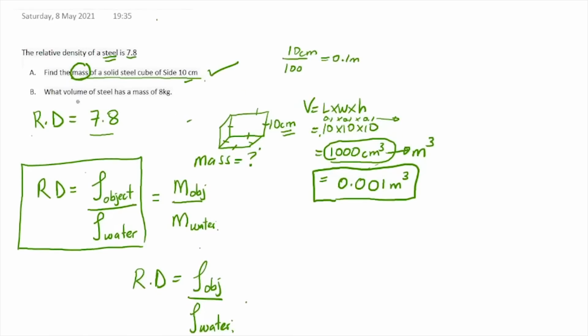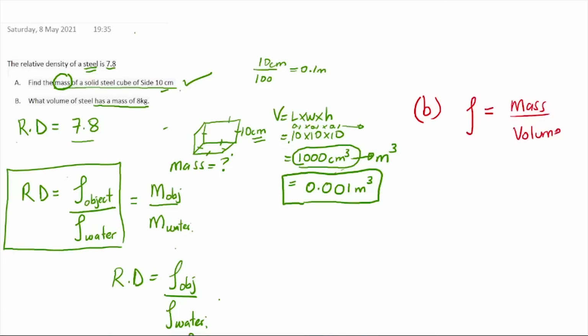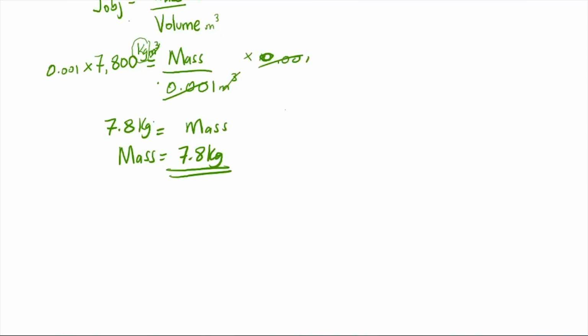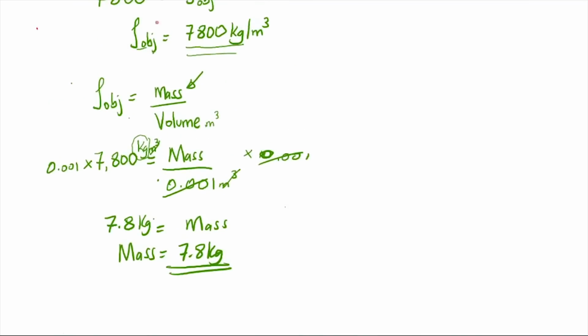That is answered. So part B: what volume of steel has a mass of 8 kilograms? Moving on to part B, we shall say the volume of steel that has a mass of 8 kilograms. Again, we know that the density of the steel is given by mass divided by volume. Remember, we're still talking about this steel. So what's the density of that steel? We got it earlier in our previous calculation down here. That's the density of steel.